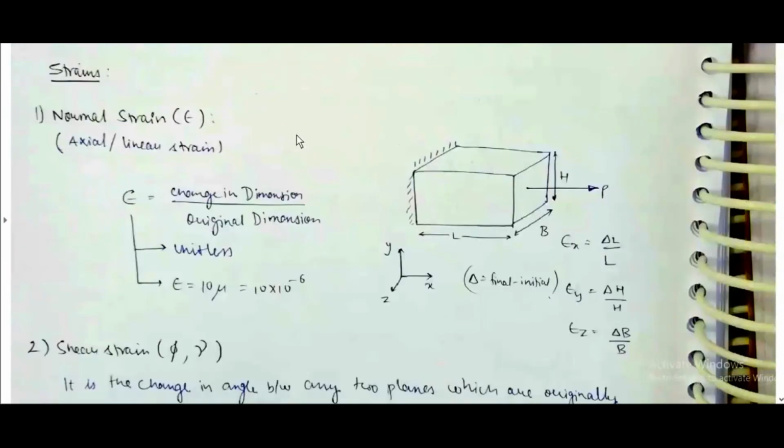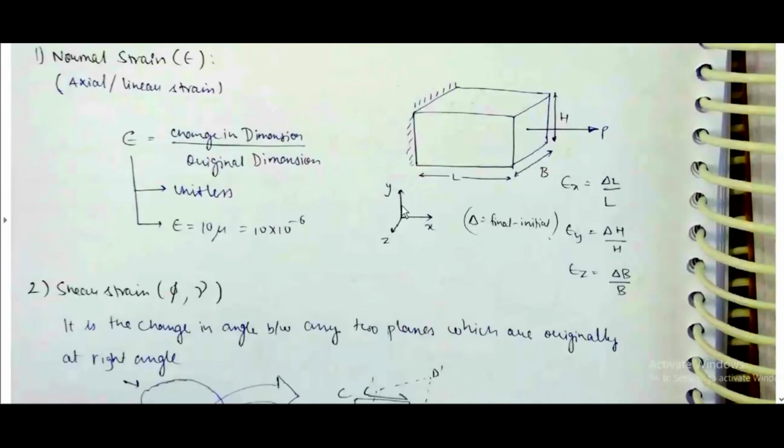Now coming to strains. Normal strain epsilon, also known as axial or linear strain. Epsilon is equal to change in dimension by original dimension, unitless. Epsilon equal to 10 micron is equal to 10 into 10 power minus 6. Epsilon x is equal to delta L by L. Epsilon y is equal to delta H by H. Epsilon z is equal to delta B by B. Delta is equal to final minus initial.